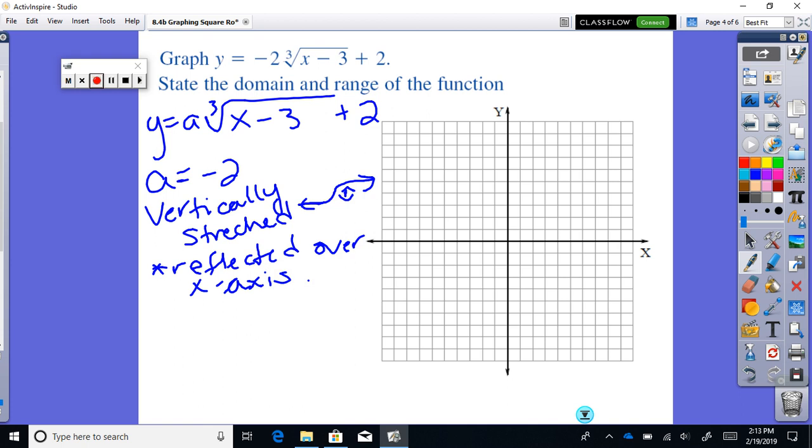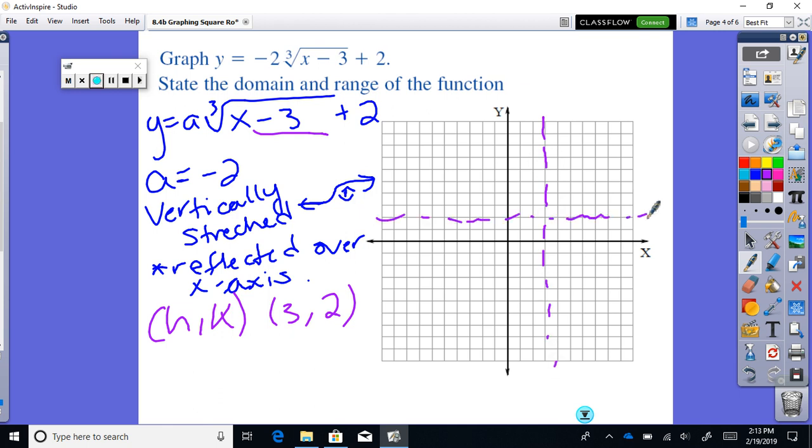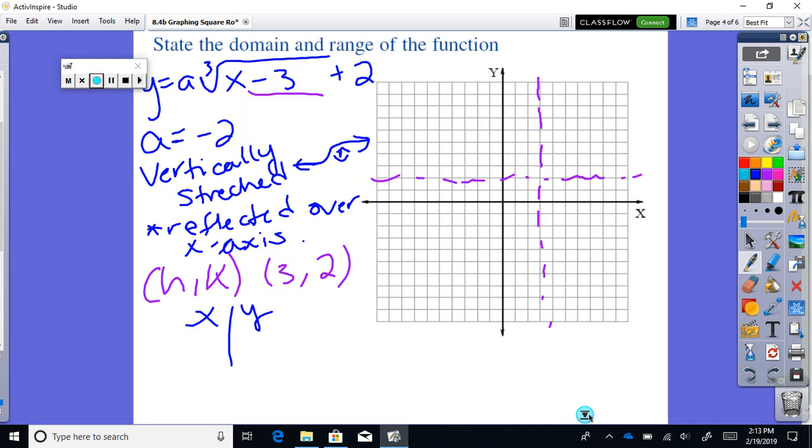So how you're going to do this is you're going to get your h, k still and shift your whole graph right and left first. So my h here is going to be 3, opposite of the h, same as the k. So 3, 2. I'm going to shift the whole graph over 3 and up 2, and I'm going to use that as my new origin point. And then I'm going to use my table, but this time since I have an a, I need an a times y column.